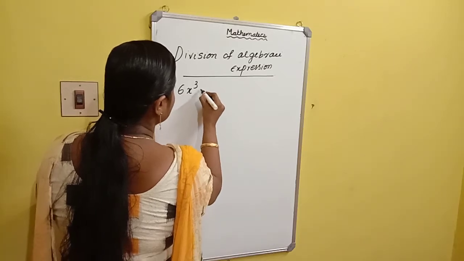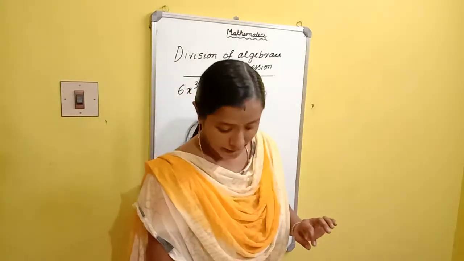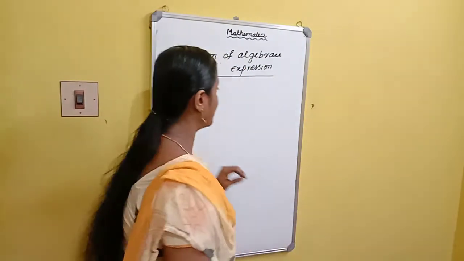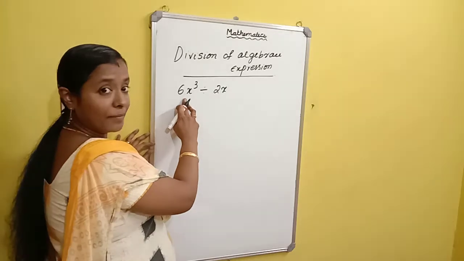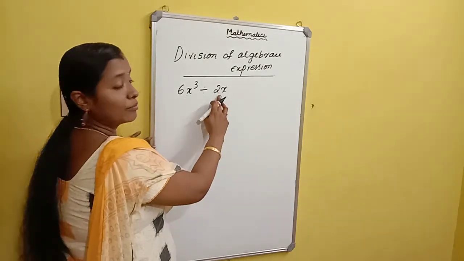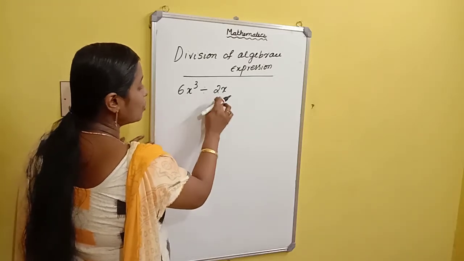So first we discuss what? 6x cube divided by 2x is your example problem. Here it is a monomial, that means only one term, and again one monomial, 2x. Clear? How to divide these two expressions?